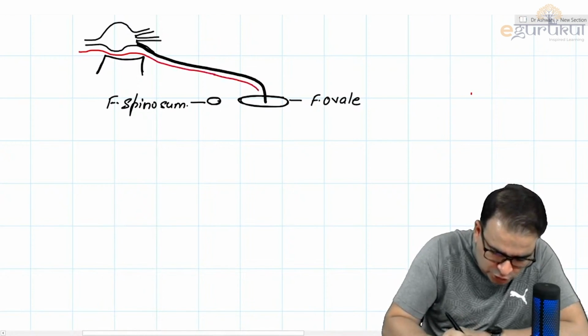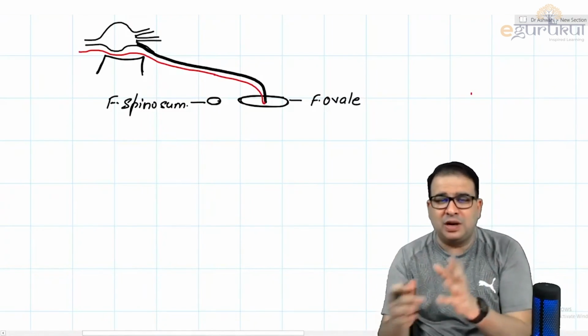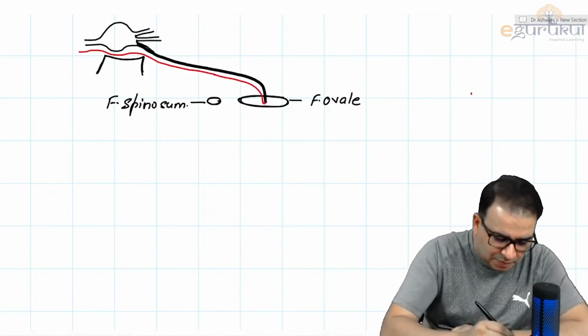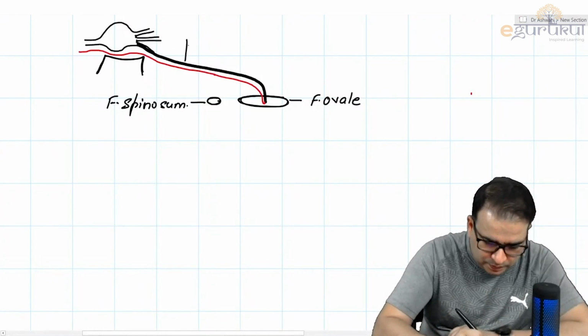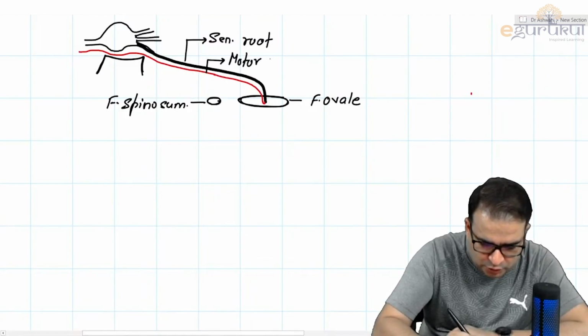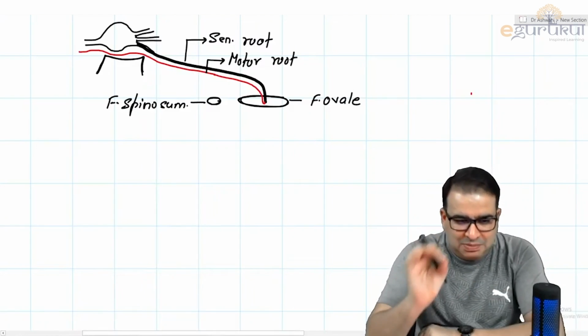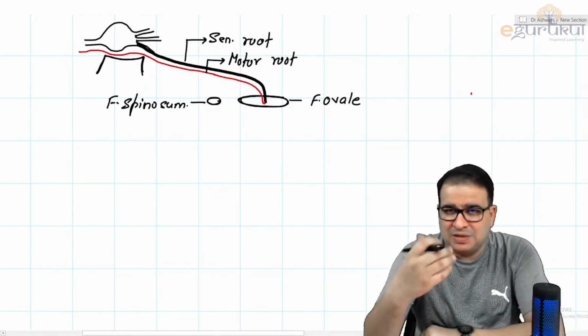And this motor part will join the nerve at the level of foramen ovale only. So then they become a single nerve only. Obviously, it is having a motor and sensory component, both are there. But this here is the sensory root of the mandibular nerve, and let's say this is the motor root of mandibular nerve, right? Once they meet at the level of foramen ovale, they form a single trunk only.